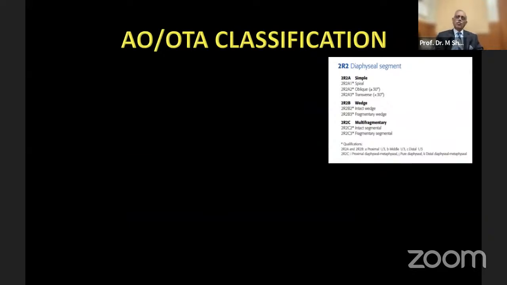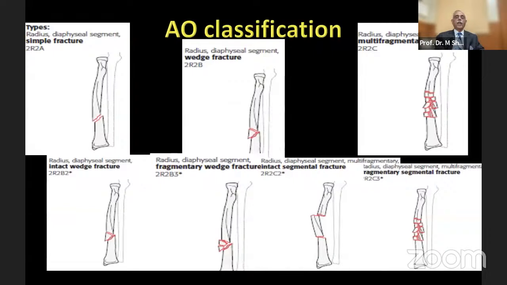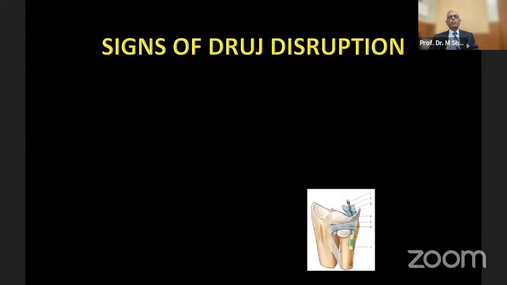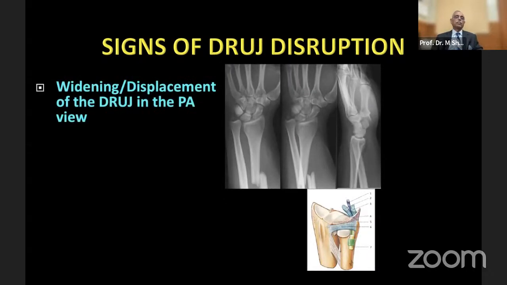Whereas the AO has come out with its own classification, the typical A1, A2 and A3, depending on the type of the fracture, and B1, B2 and B3, and again C2 and C3 fractures, depending on the combination and whether it is segmental. But the most important factor in a Galeazzi fracture is the signs of disruption of the distal radioulnar joint. And that has to be taken into consideration for your treatment.